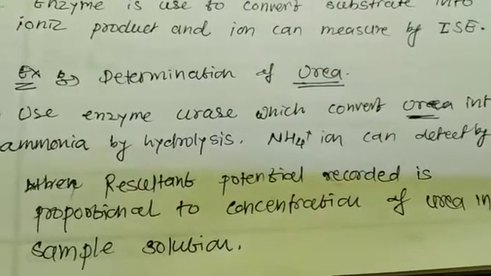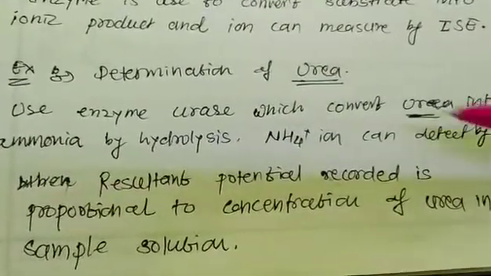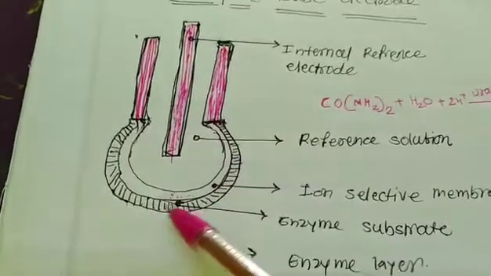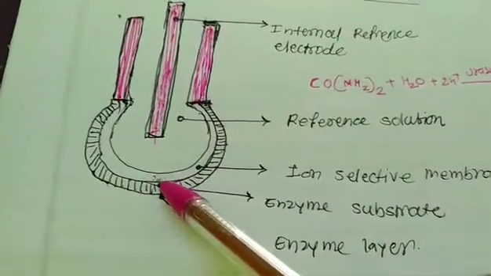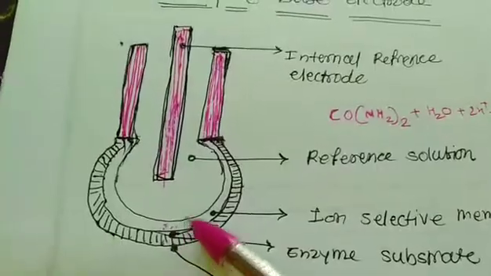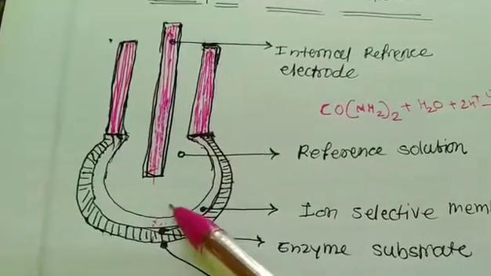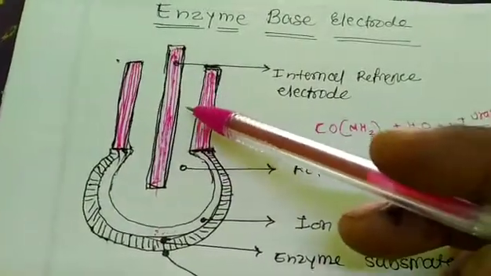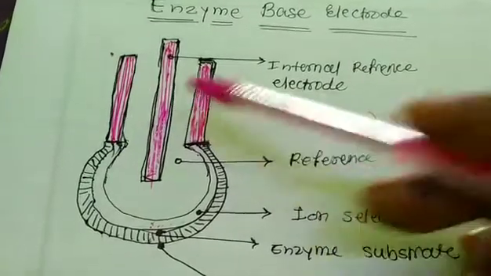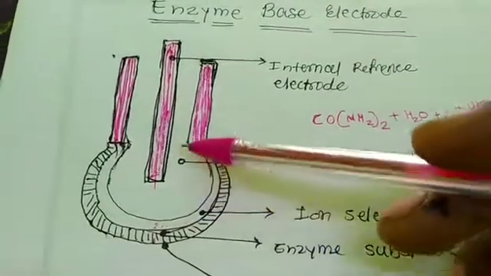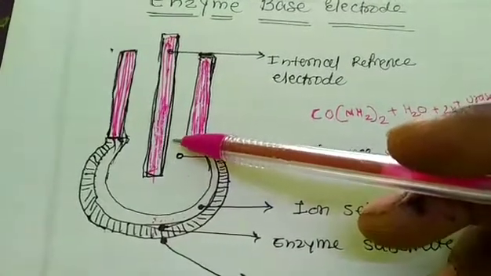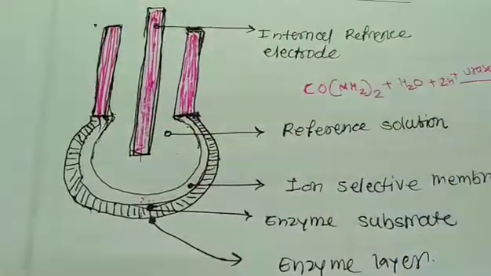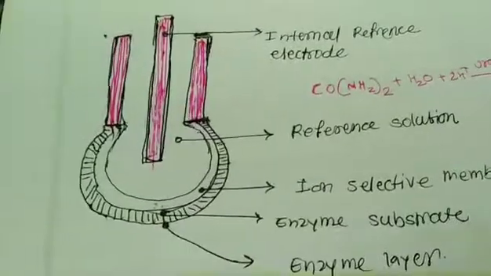When we put this electrode in the urea solution, there is a generation of ammonium ions, and the ammonium ions generate some electrical potential. For measurement of the electrical potential we use the internal reference electrode and internal reference solution, and the resultant potential is recorded. This recorded potential is directly proportional to the urea concentration in the solution.